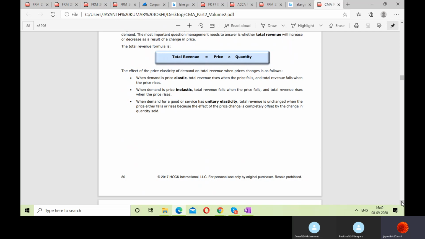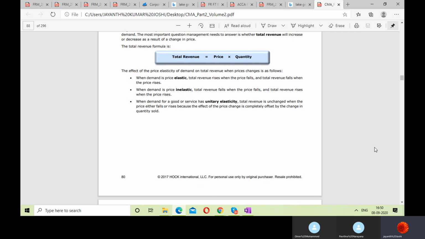When the demand is price elastic, what do you mean by elastic? A small change in price leads to a big change in demand. So what will happen when there's a lot of demand? People will be coming and purchasing more. So total revenue rises when price falls, because demand and price have a negative relationship. When the price decreases, the demand increases, and when demand increases, revenue will be high. Why? Because you'll be selling more.